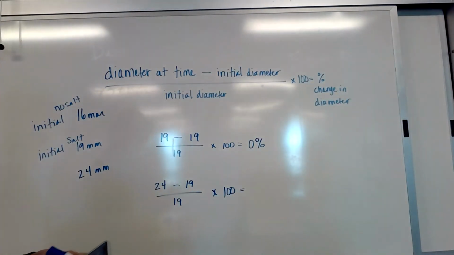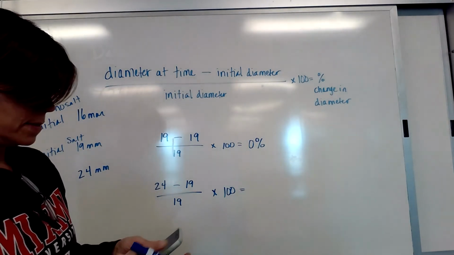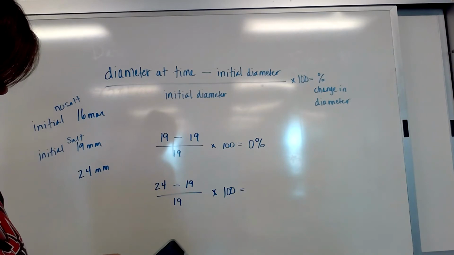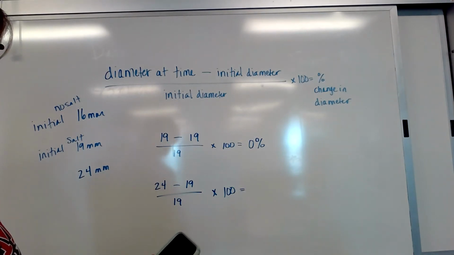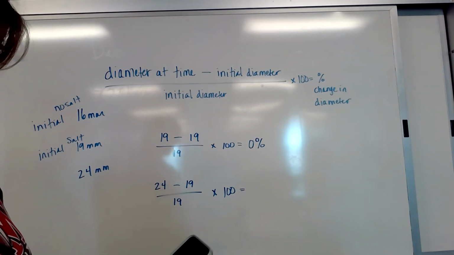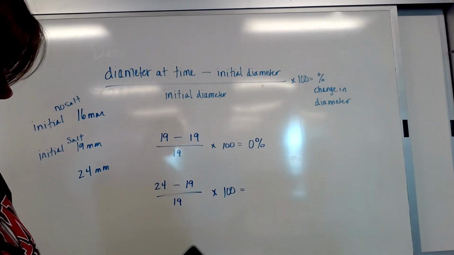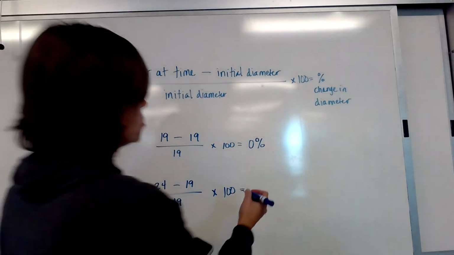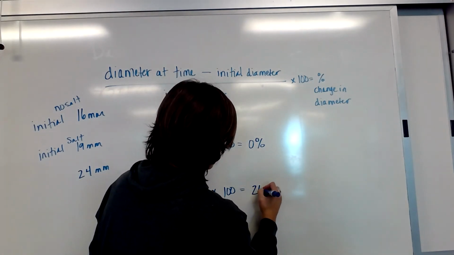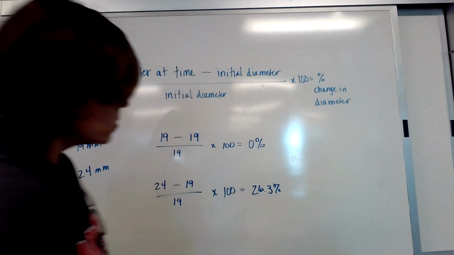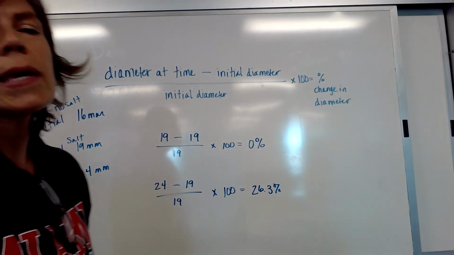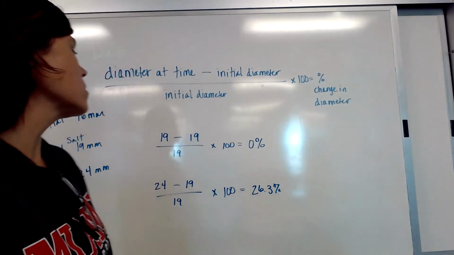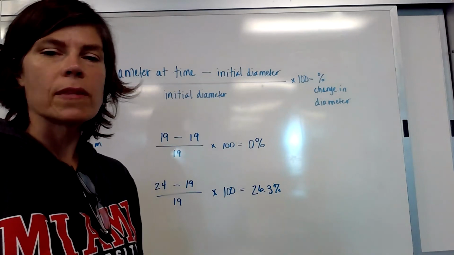So, gotta find the right tool. There it is. So 24 minus 19. Divide that by 19 because that was my initial diameter. Multiply that by 100 and I have 26.3. So this water ring is actually making the apple cube appear 26.3% larger than it was at the very start.